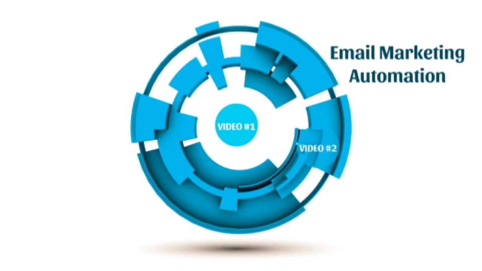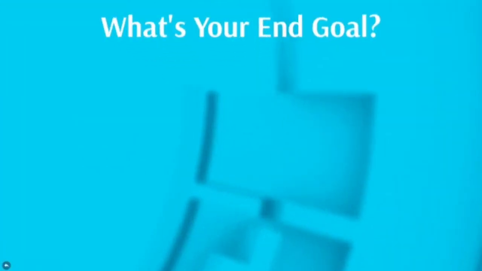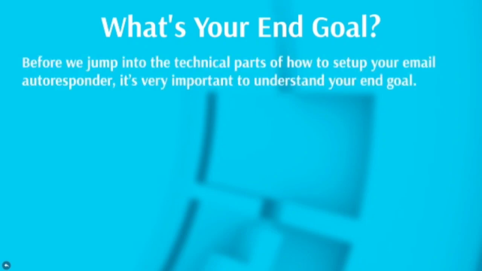This is video number 2, and we're going to dive right in and talk about what's your end goal. Before we jump in and talk about the technical parts of how to set up your email autoresponder series, it's really important to understand your end goal. Like, how many different ways and opportunities do you have to profit? Unless you really understand at least a little bit of your plan, then jumping in like everybody else to just build a list is not going to be productive at the end of the day.